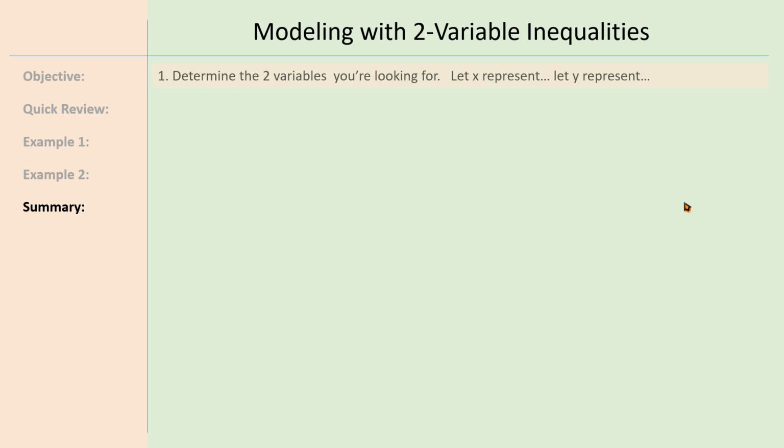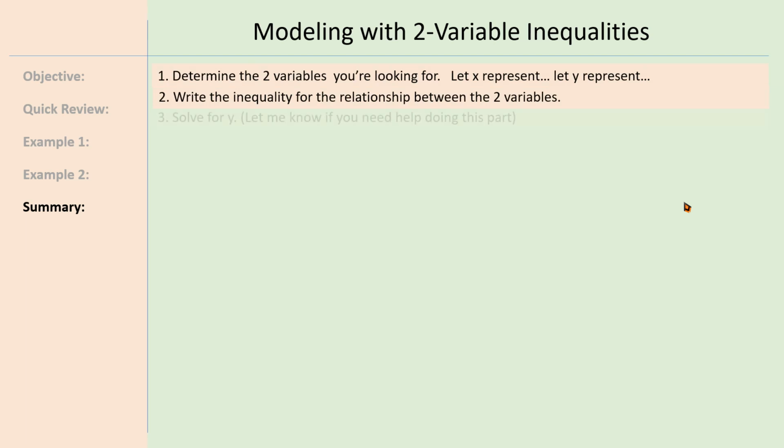So here's a little summary for you guys. The first step is to determine the two variables that you're looking for. That's when you do the step: let X represent, let Y represent. Okay, write that down. Step number 2, write the inequality for the relationship between the two variables. All right, once you have the inequality, you solve for Y. Again, let me or your teacher know if you need help doing this part, solving for Y.